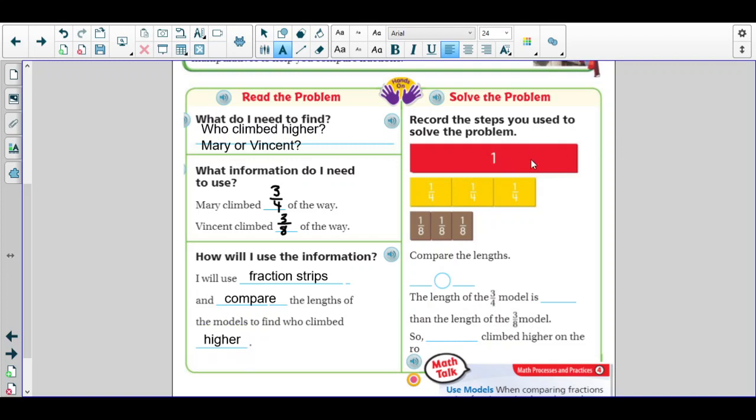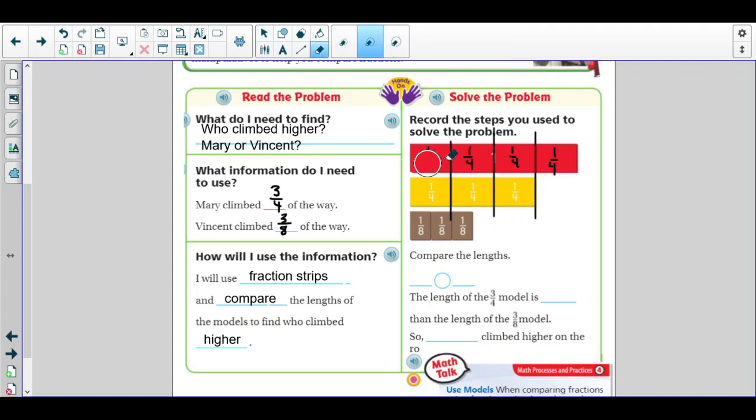So what we do is we're going to compare. Here's one whole. All right. Here is, if we were to divide this whole into fourths. Okay. So here is a fourth and a fourth and 1/4. Okay, we can see right up here. All right, this is 1/4. All right, this is 1/4. This is 1/4. And this right here is 1/4. All right, and 3/4 of the way is what Mary climbed.